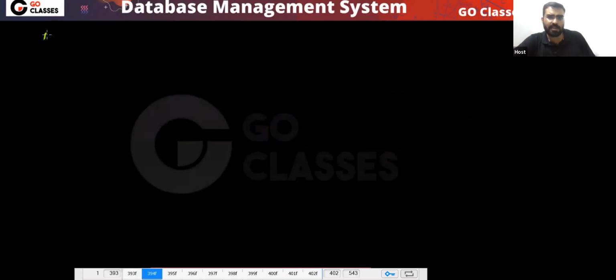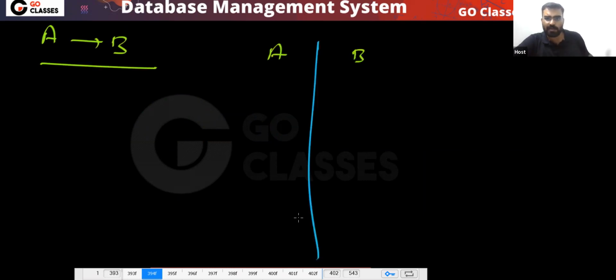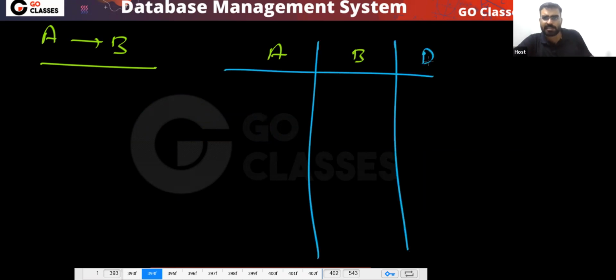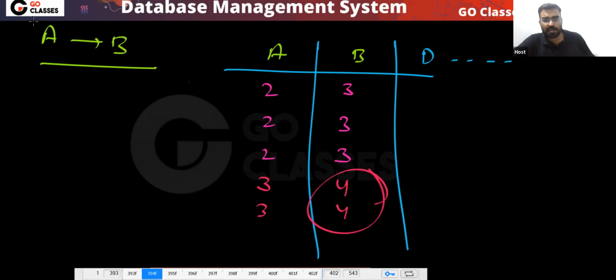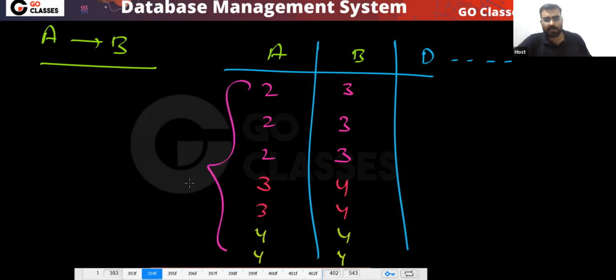If you have some attribute A determining B, then whenever you repeat A, B will repeat. But if you change A, then B may or may not repeat. Let's assume this is 2 and this is 3. When you repeat this, it will repeat. When you change this, it may or may not repeat. So this is the idea.